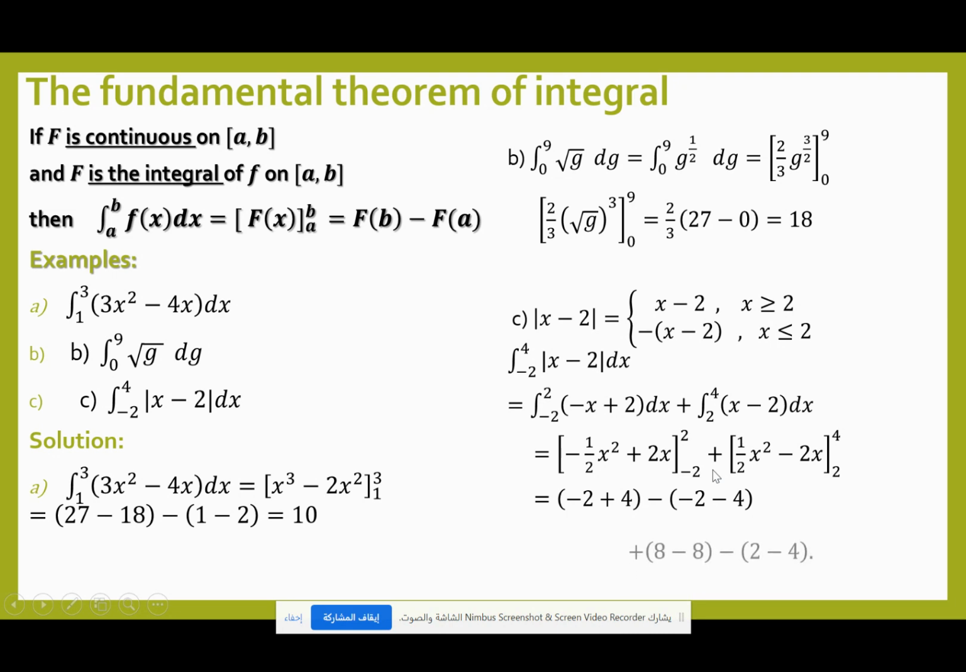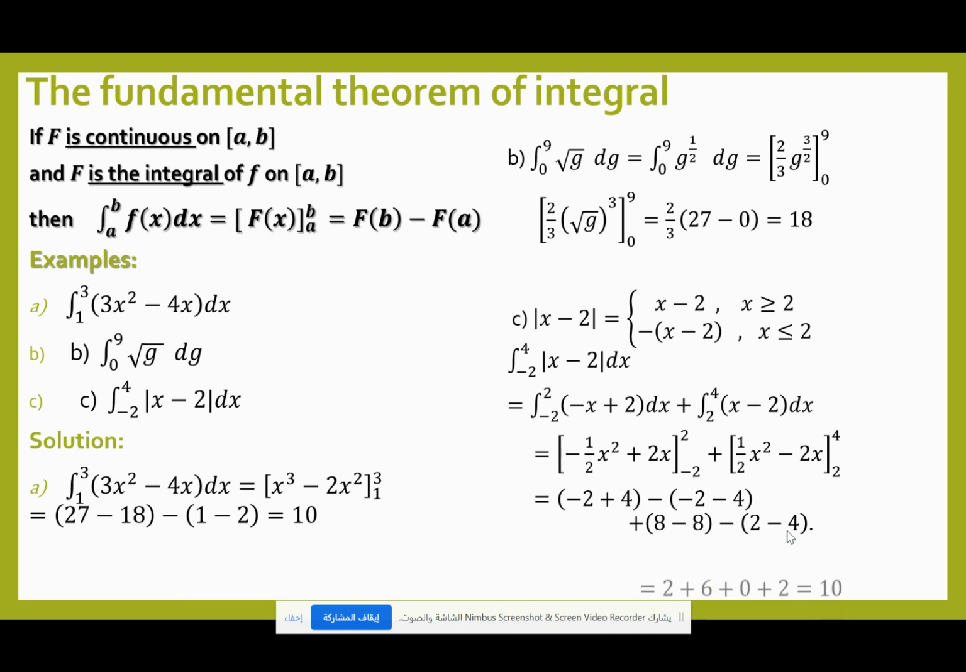Plus, this is our plus. Now let's replace by 4 in each. 4 squared is 16. Divided by 2 is 8. And here 2 times 4 is 8 again. Now minus. Let's replace by 2. 2 squared is 4. Divided by 2 is 2. 2 times 2 is 4. We are done with replacing and integrating.